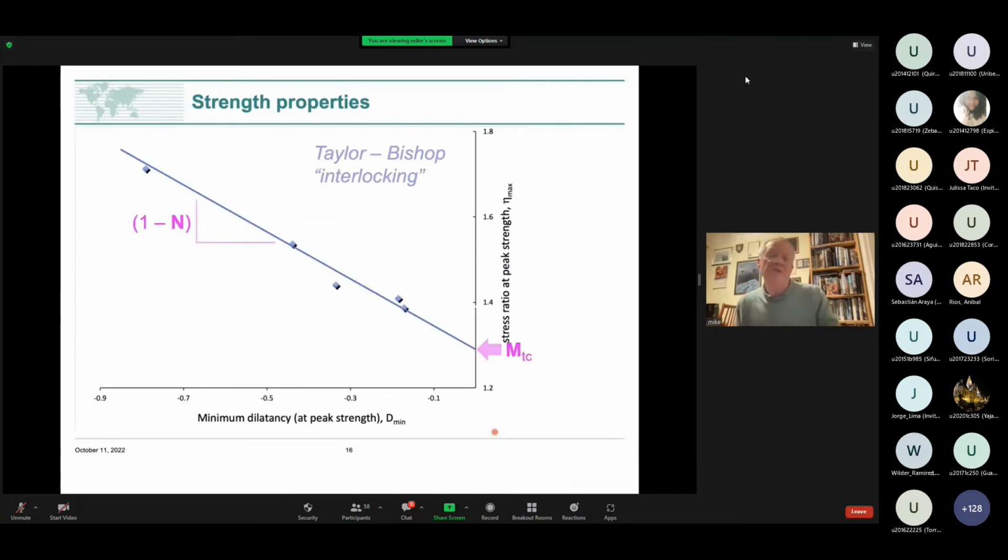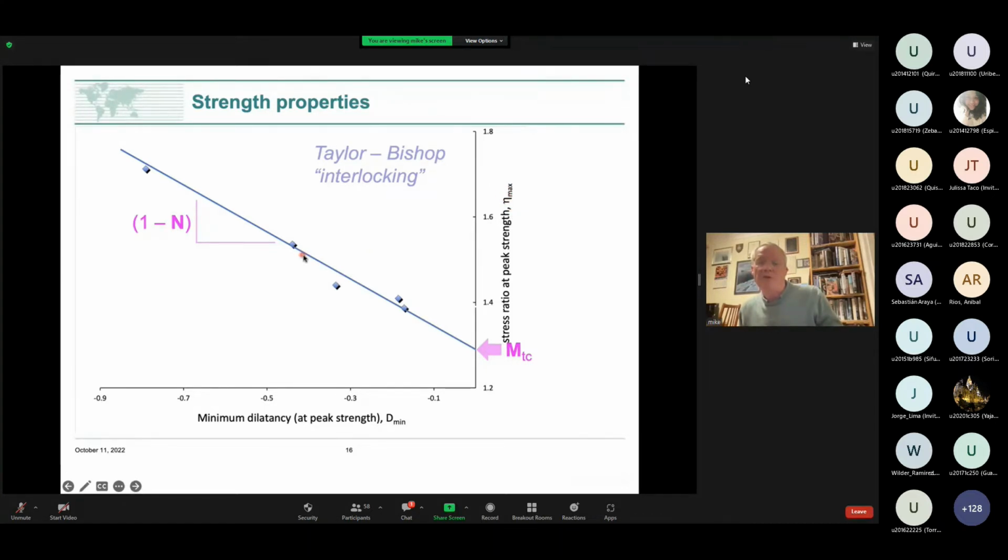Okay, let's get onto these parameters N and M. If you plot the maximum strength, rather than plotting mobilized phi peak, what we actually have to do is stress ratio. I know in geotechnical engineering there's a tradition of using angles for everything. In applied mechanics, we don't use angles, we use stress ratios. So eta max is simply the maximum value of Q over P. It's a mathematical transform of mobilized phi, but we work with stress ratios.